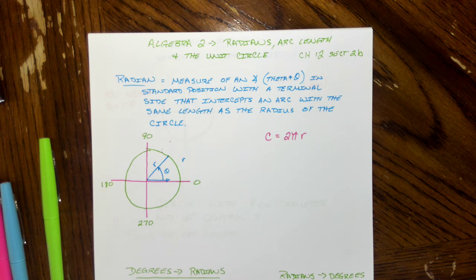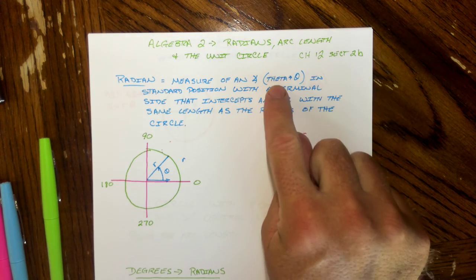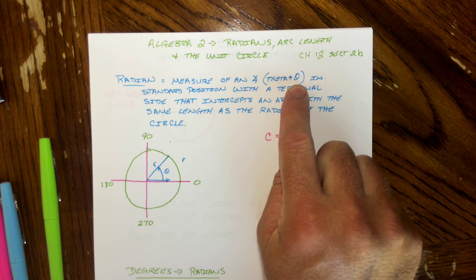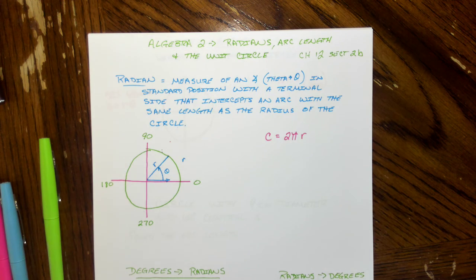Part of section 2 here deals with radians, some definitions here, arc length, and this thing called a unit circle. So let's start off. A radian is going to be a measure of an angle. So there's degrees and now there's radians. Our angle will be called theta. That will be the symbol for it. It's got to be in standard position.